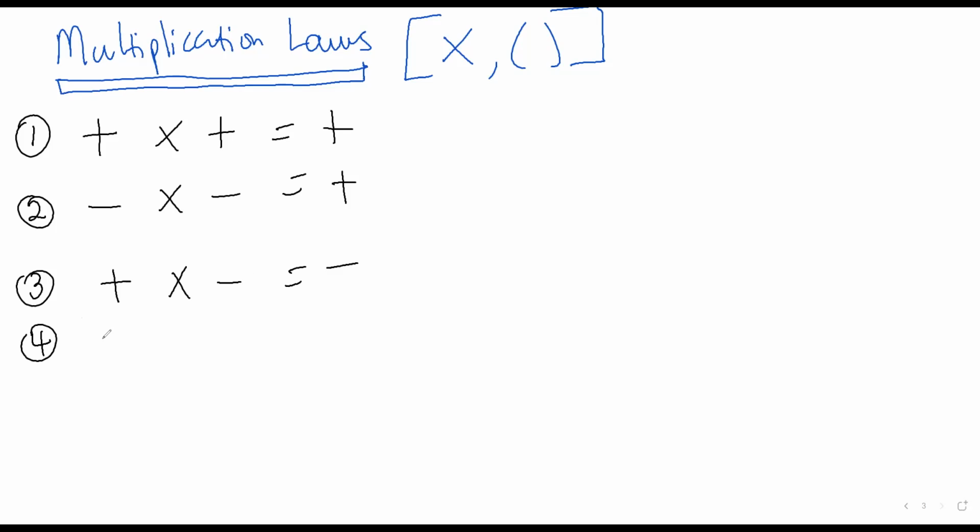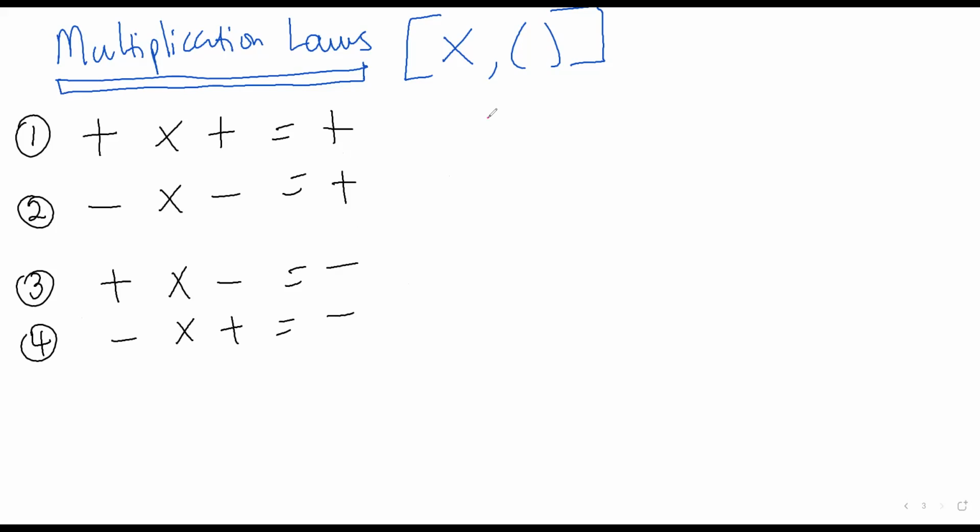And number 4, a negative multiplied by a positive is a negative, right? So these are the 4 laws we need to learn for multiplication. Point to note as well, these are the same laws for division, dividing directed numbers. Nice. So let me look at some practice now.